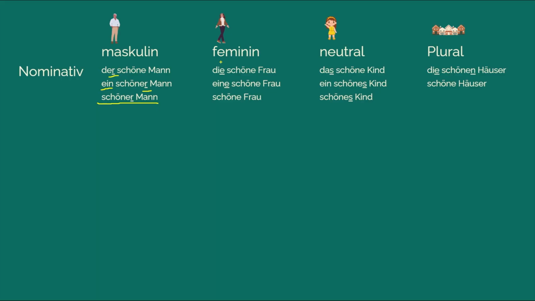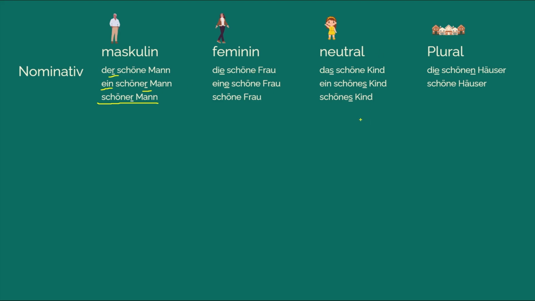Let's move on. Feminine, die schöne Frau, eine schöne Frau, schöne Frau. So here both words end in an E. And the signal is also the E. And we have it twice. Die schöne Frau, eine schöne Frau. So 2 R's, this never works. Only 1. That was the important rule for the masculine. But 2 E's, yeah, we need that. 2 E's, that's fine, but not 2 R's.